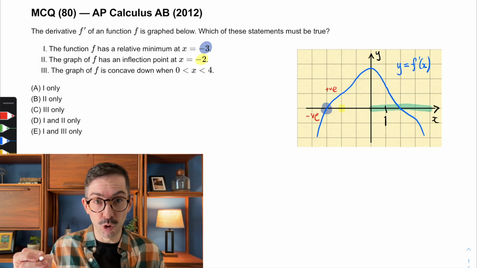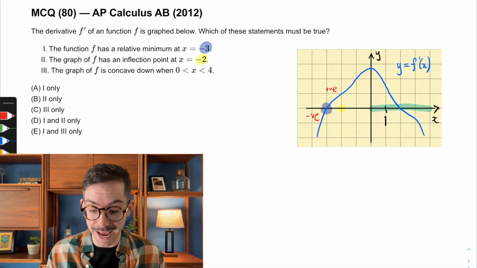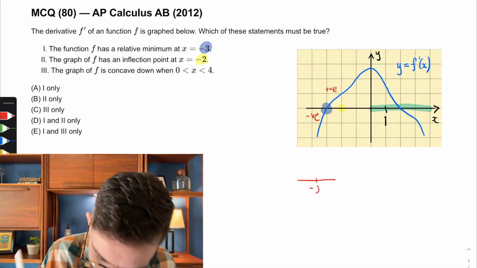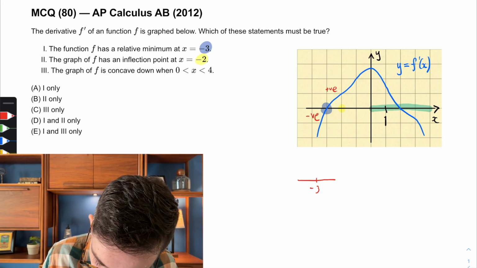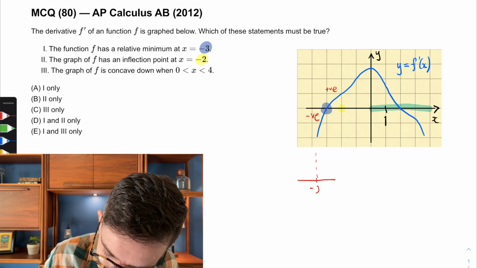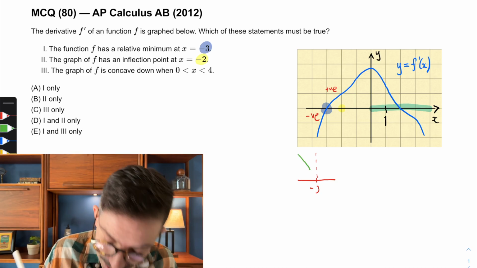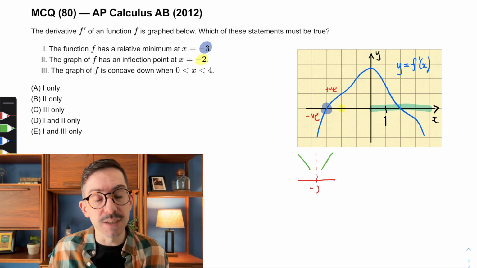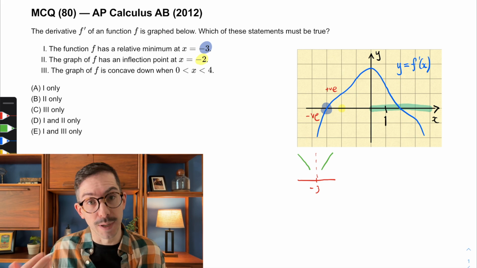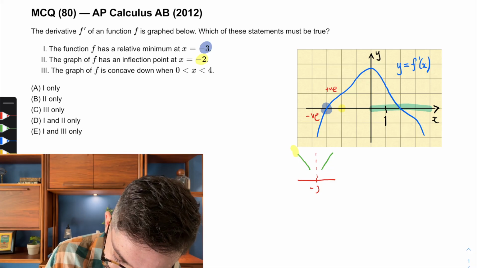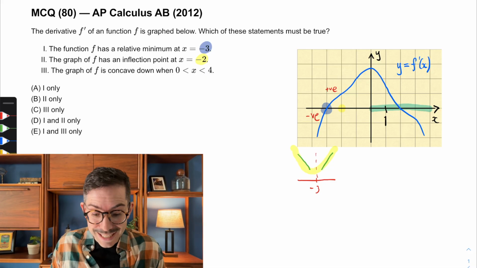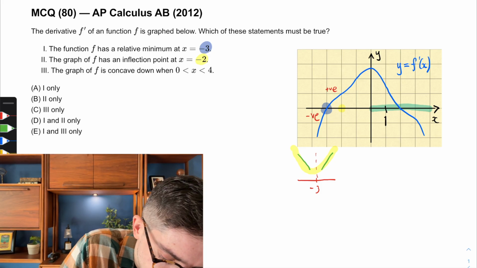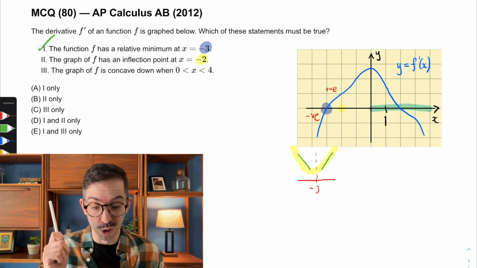Now that very much controls the relative min-max behavior of the function f. If we think about what that looks like for the function, well, at -3, I don't really know what the function is doing, but I know that I start off with f prime being negative, so my tangents are sloping downwards, and then f prime becomes positive on the other side of x equals -3, so my tangents start sloping upwards, so my graph of f is going to look something like this. So yes, indeed, we are expecting there to be a relative minimum for f at x equals -3. So statement number 1 is for sure true.